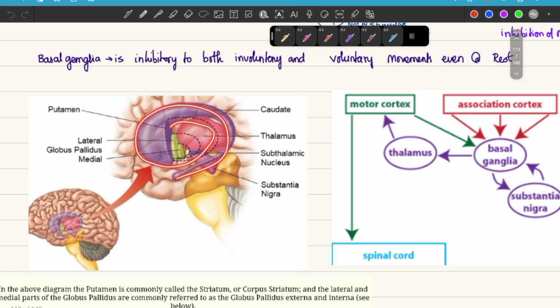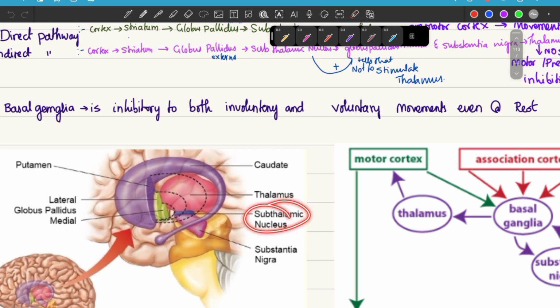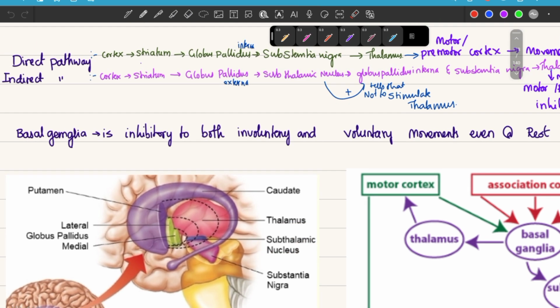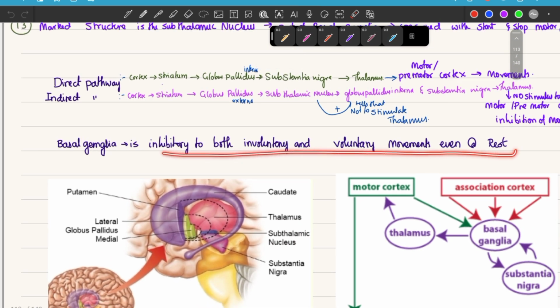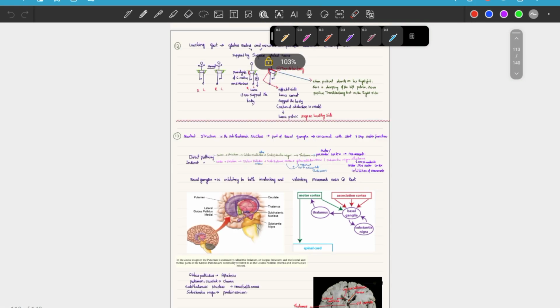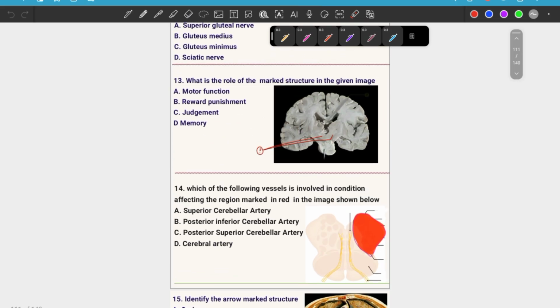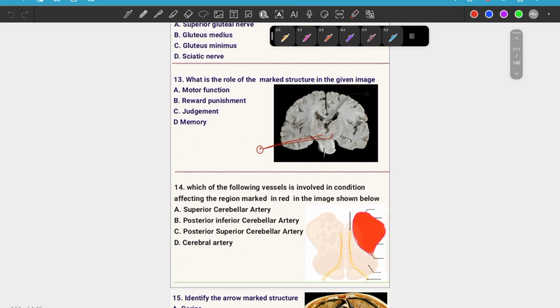Here you get a subthalamic nucleus. It is for start and stop of the movements. So it is involved purely in motor activity. If you want a detailed explanation, I have given it in my previous videos on the basal ganglia question. You can see there. Okay, this is the motor function.